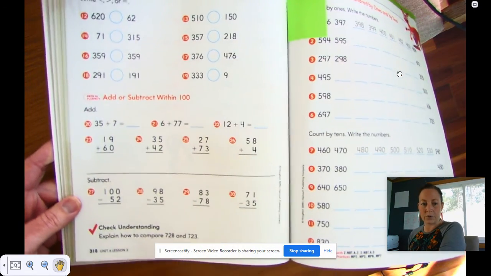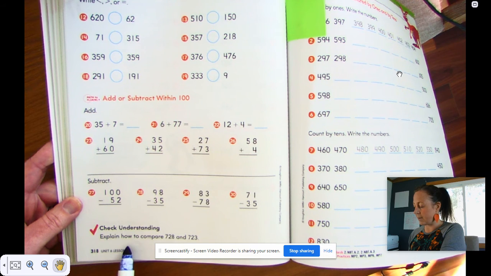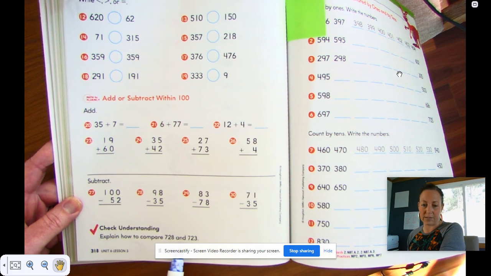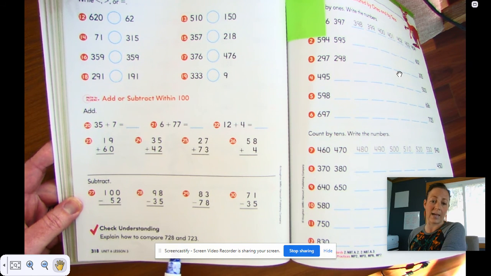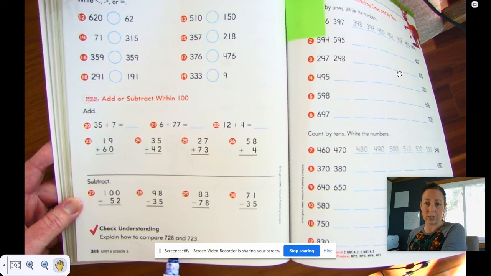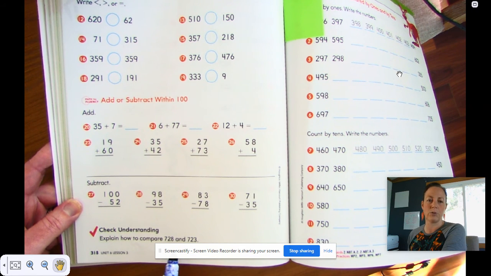The last thing I wanted to draw your attention to was right down here at the bottom, the check for understanding, where you have to explain how to compare 728 and 723. And I want you to go through the steps that you follow. They might not be the same as mine, and that's okay. If you need to do that on a separate sheet of paper, that's okay. If you need to do it by drawing a picture, that's okay. But I want to know, how would you explain this to someone? How would you solve this if you were having to teach this to a kindergarten or first grade class?